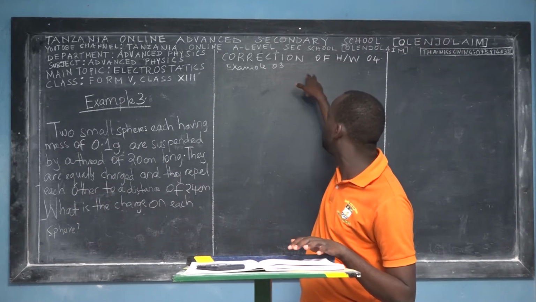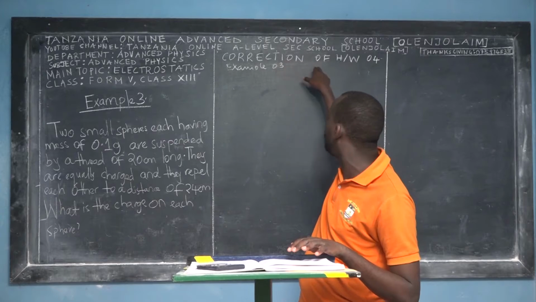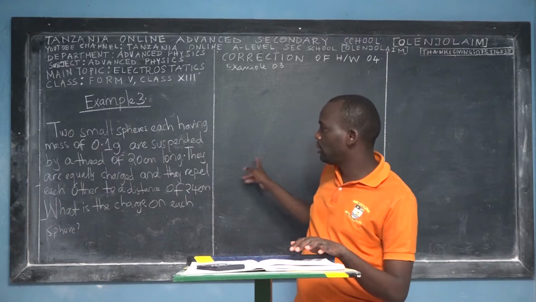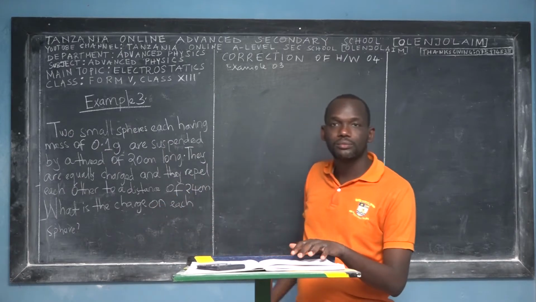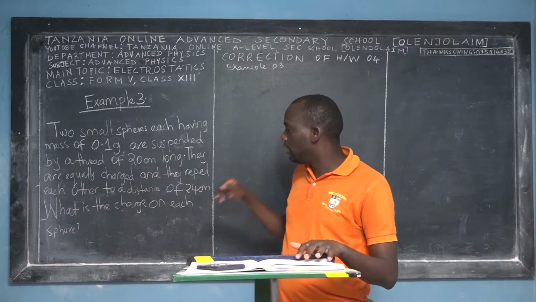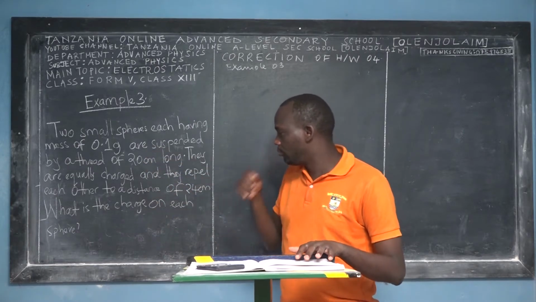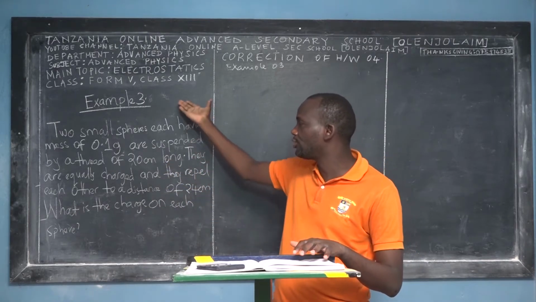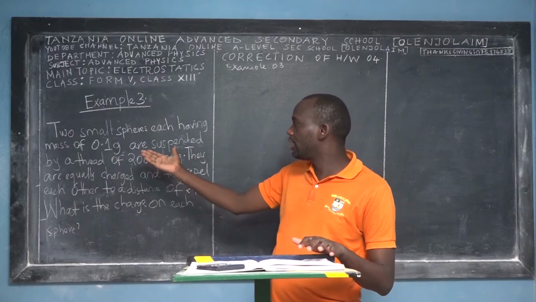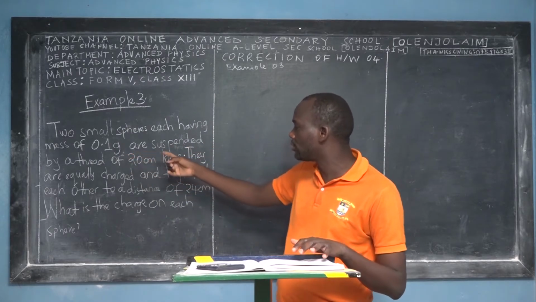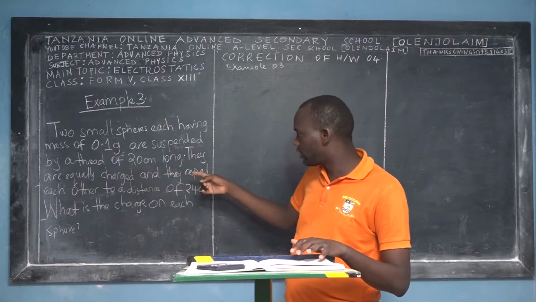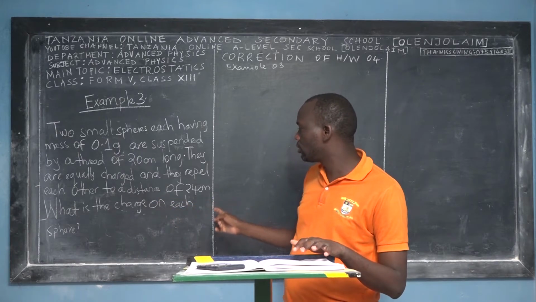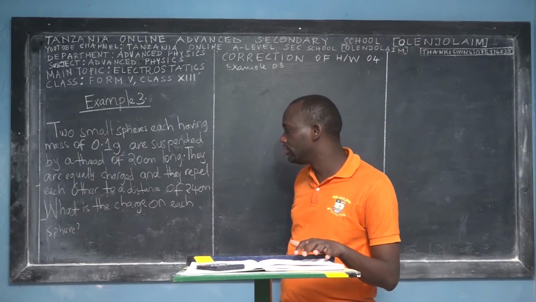We had a session, and we want to do the corrections of homework 4, which is example 3, this one. I left it in session 4. We wrote the question on the blackboard. It's a conceptual question. The question reads: two small spheres, each having a mass of 0.1 grams, are suspended by threads of 20 centimeters long. They are equally charged and they repel each other to a distance of 24 centimeters. What is the charge on each sphere?